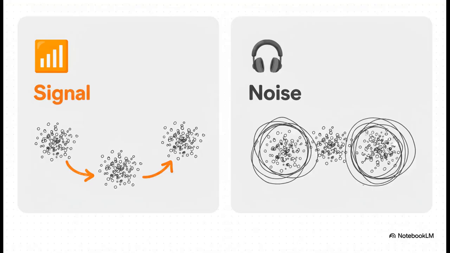So here's how it works. ANOVA basically looks at 2 kinds of variation. On one hand, you have the signal. This is the difference between our groups. How different is the average for Method A versus B versus C?